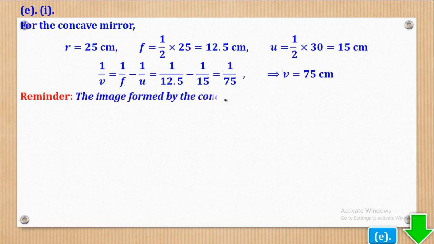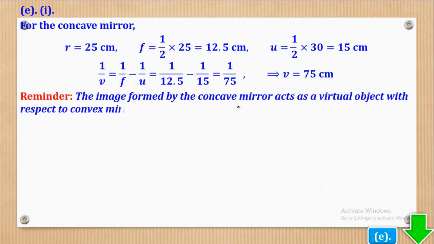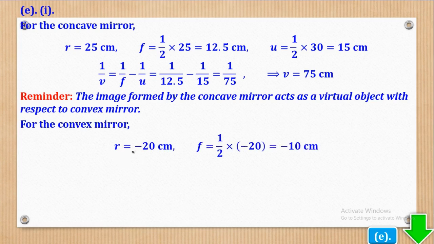Then from there, remember that the image formed by the concave mirror acts as a virtual object with respect to the convex mirror. What does that mean? It means that now the image becomes the object to the convex mirror. Therefore, for the convex mirror, the radius of curvature is negative, therefore focal length will also be negative 10 because the radius was negative 20 centimeters. Then the object distance will be negative because it is now virtual, negative of the remainder. So 75 minus 30 will give you negative 45.